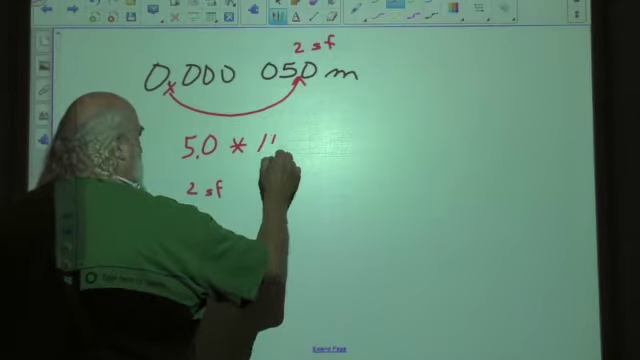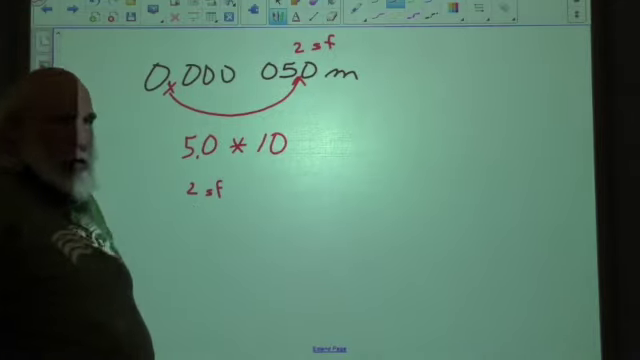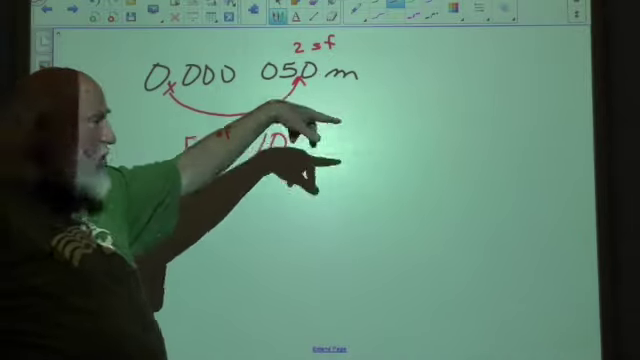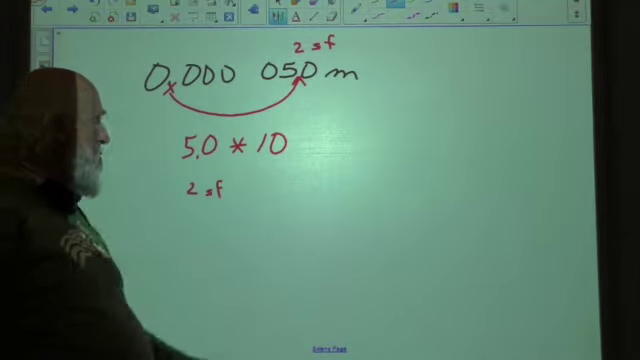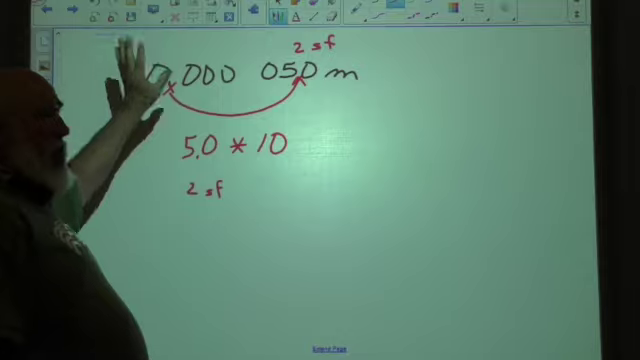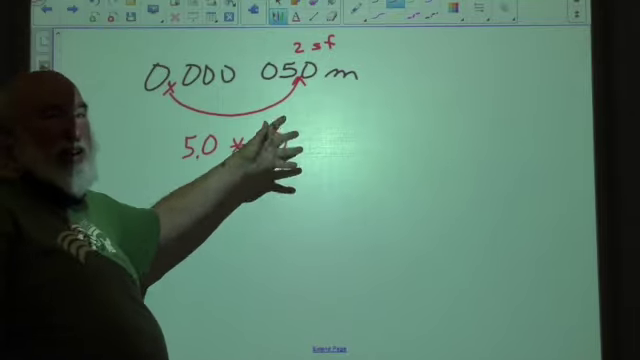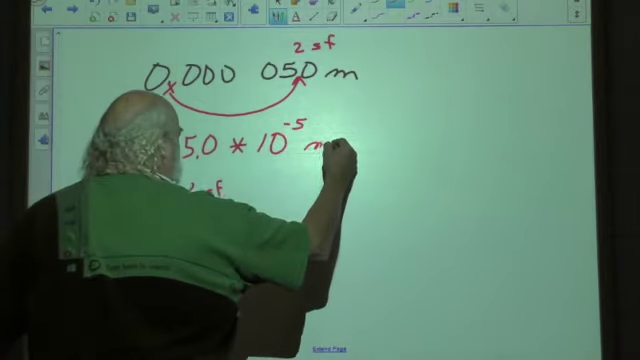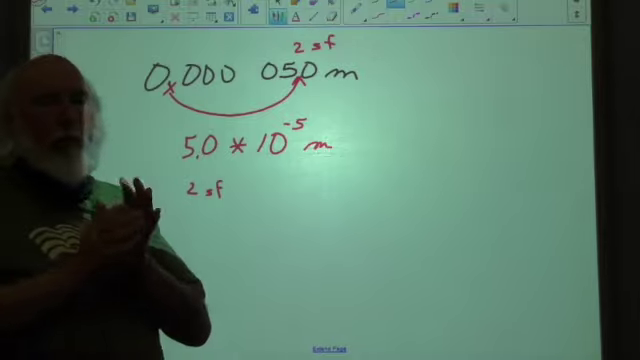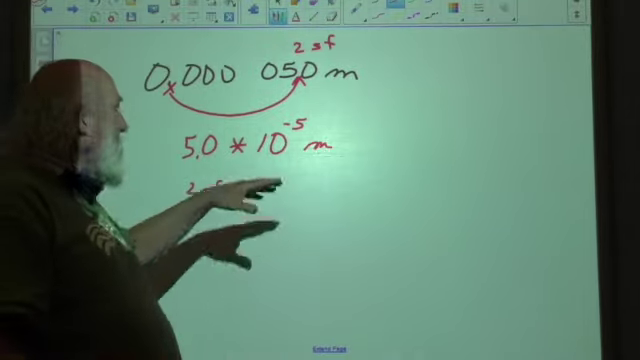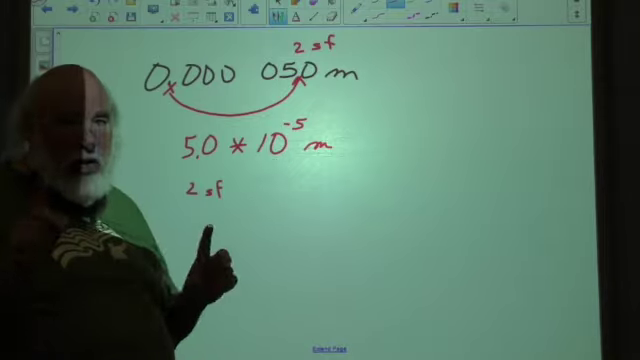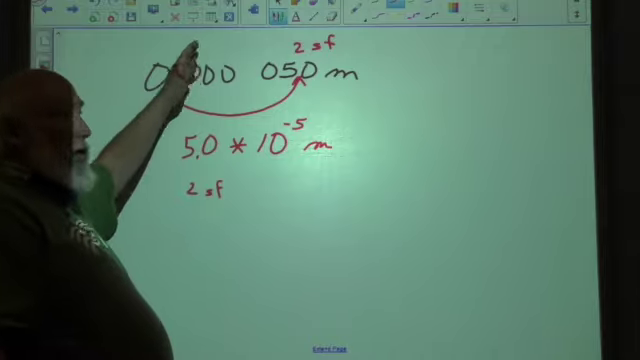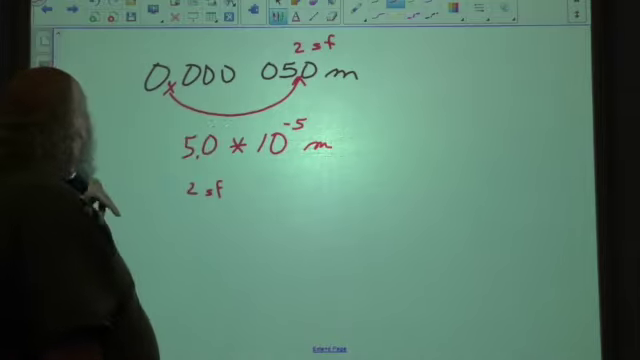Then we put times 10, and then we count the number of places it went past to get to between 5 and 0. And we count those places, it's 5. But because this is an extremely small number, the exponent has to be shown as being negative. So this is a negative 5. And the label here is minus. So, if it's big, it's going to have a positive exponent. If it's small, it's going to have a negative exponent. Keep that in mind. And the number of significant figures must be the same both before we have the notation and after we have the notation.